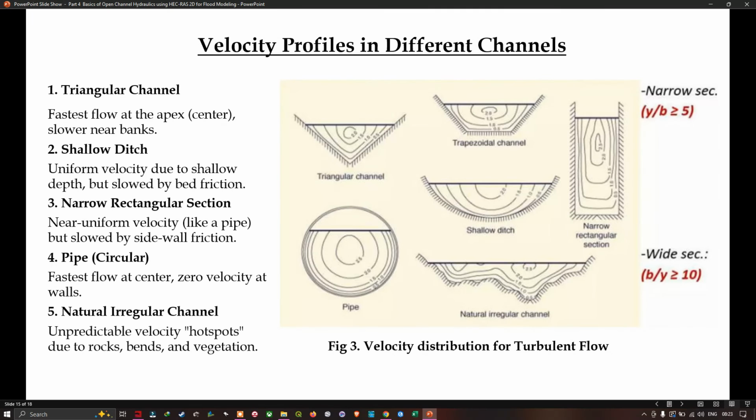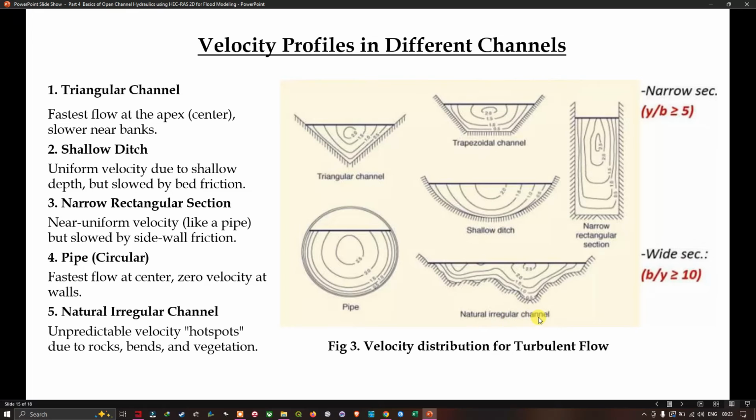The velocity profiles in the different channels. You can see we have different channel types, for example the triangular channel, trapezoidal channel, the narrow rectangular section, the shallow ditch, the pipe, and the last is the natural irregular channel.